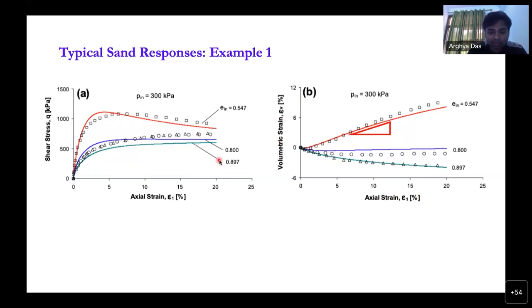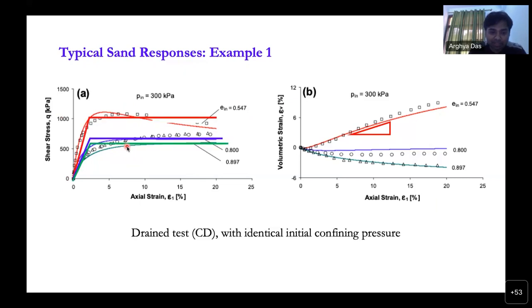Now, the interesting part is that since this model has four parameters, we have no way to model all these three curves, or all the different densities, with the same parameters. So essentially we have to model them separately. Though it's the same soil, depending on the relative density, your M and M star are going to change, and we need to model each of them separately. For example, it will behave like an elastic, perfectly plastic material.